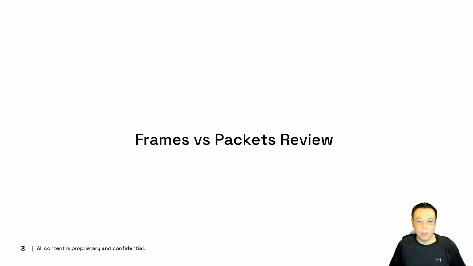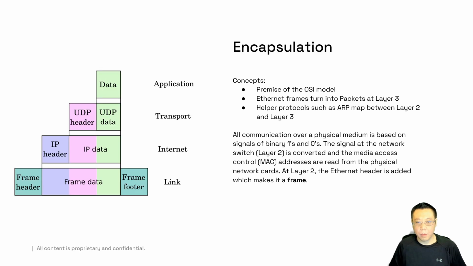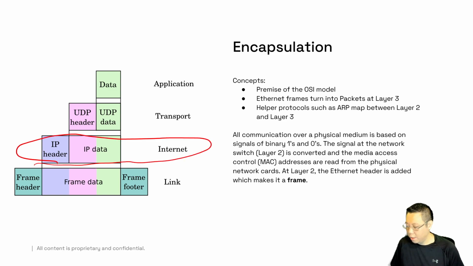So, first, let's get a quick review of frames versus packets. Remember that a frame starts at layer 2, packets start at layer 3. So our encapsulation concepts, again, still hold true. The packet doesn't get created until layer 3, which we'll find right here. So remember that at layer 3, you have an IP header and you have data. Nothing is read until the next layer.